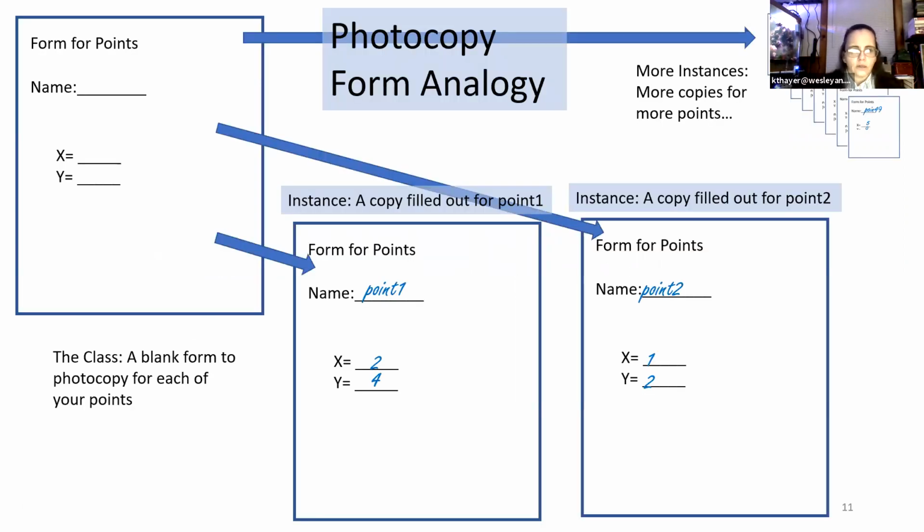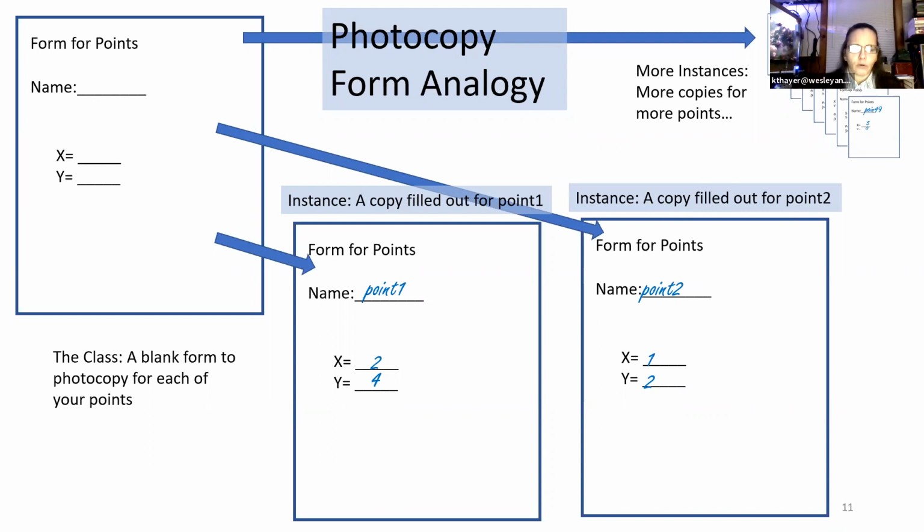So let us consider this idea of doing a photocopy, okay? It doesn't work exactly because there are a few things that are a little bit different, but it gets the general idea across. Imagine that we had a form for points, okay? This would be really simple. So what do points have? Points have an X and they have a Y coordinate and you can graph them.